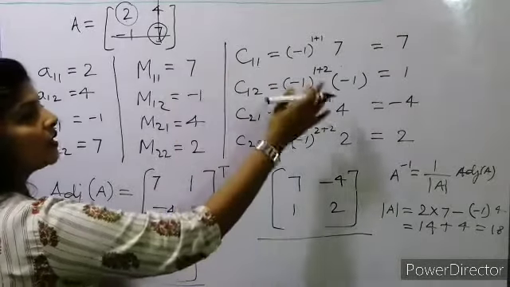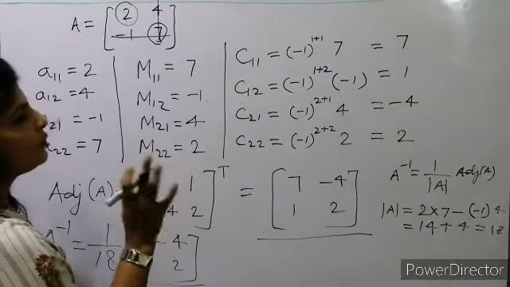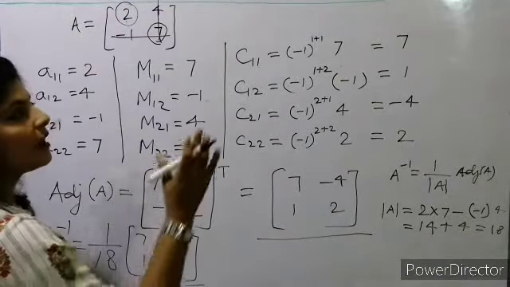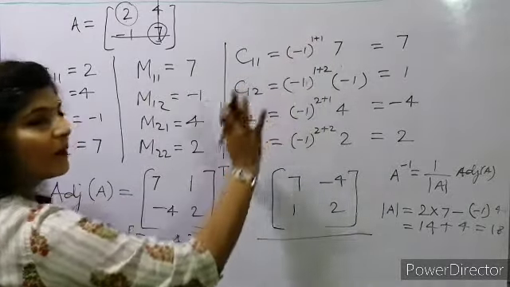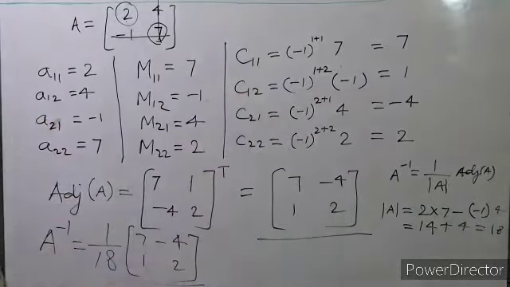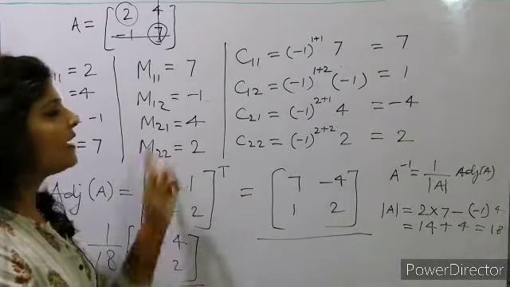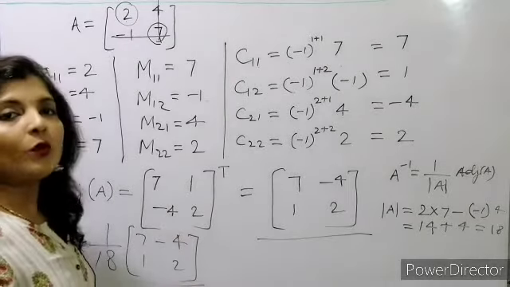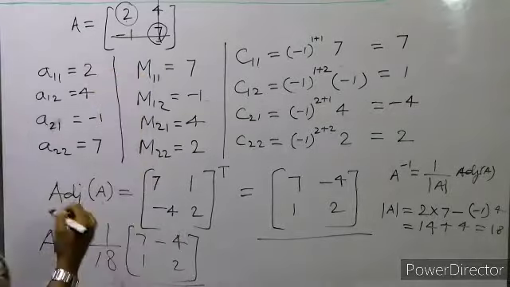Just in the minor you have to put the sign, positive or negative, whatever is there, then it will be the cofactor. Like 1 1 is given, so -1 to the power 1 plus 1, and the same value you have to write with the sign, positive or negative, that will be the cofactor. Now what is the adjoint? Adjoint is the transpose of the cofactor matrix.